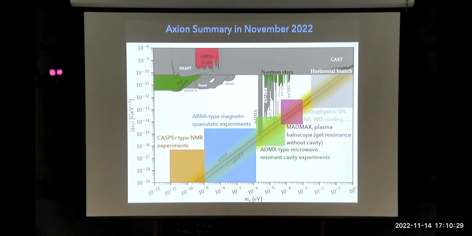The frequency is set by the mass. So in this range, it's low radio frequency. It could be kilohertz to hertz. So these are hard experiments. CASPEr is a very hard experiment.